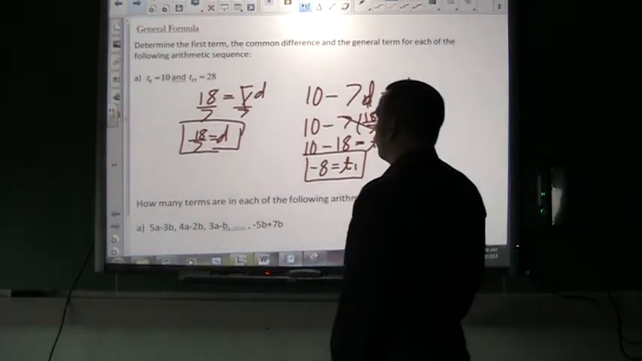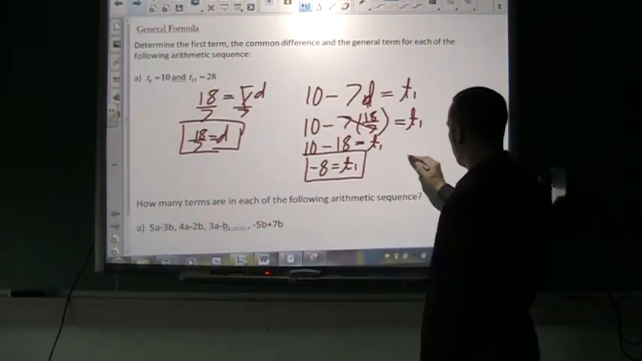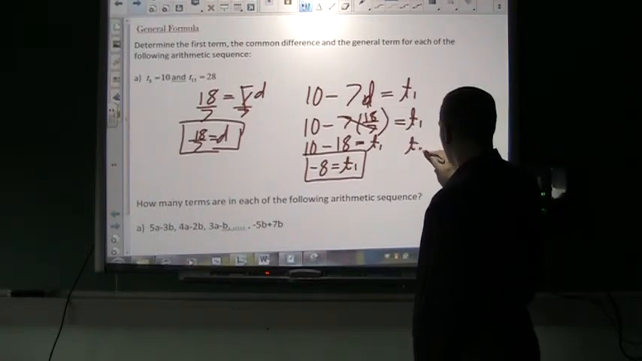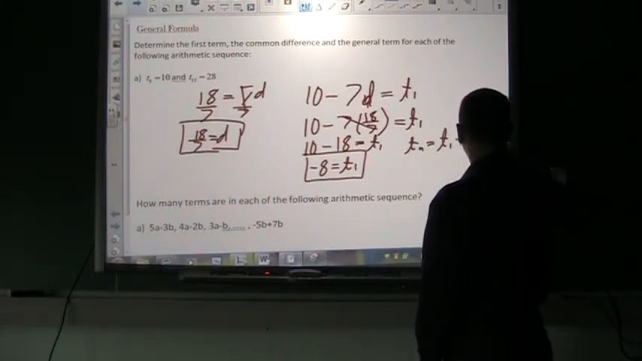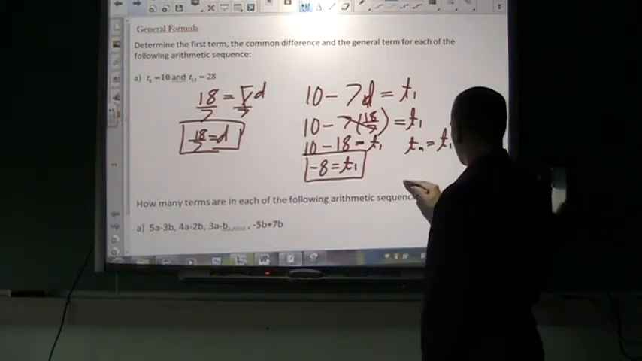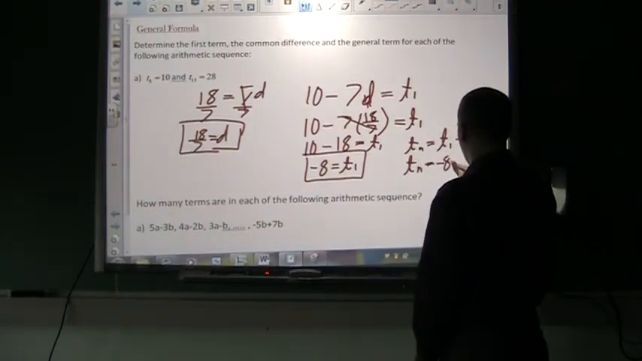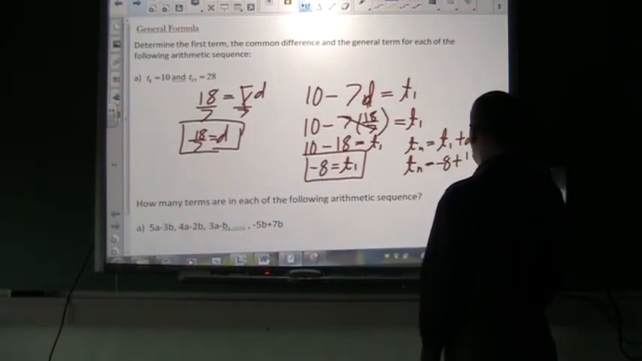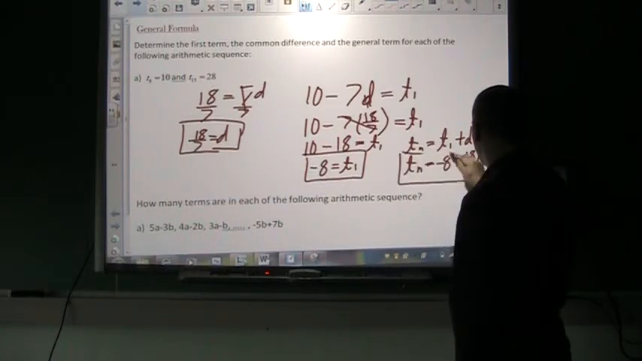So now the only thing I have left to do is write the actual general formula. That came from going Tn is equal to T1 plus d onto n minus 1. So my first term was negative 8, plus my common difference, which is 18 over 7, onto n minus 1. So there is the general formula.